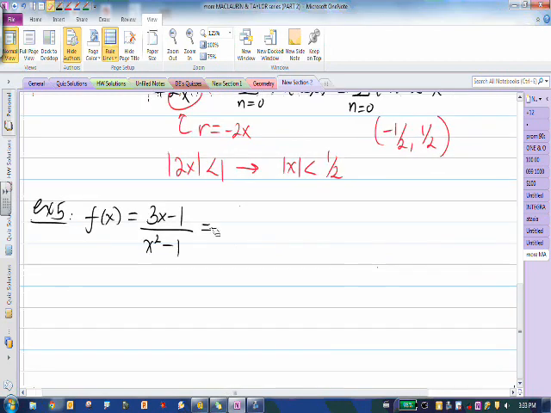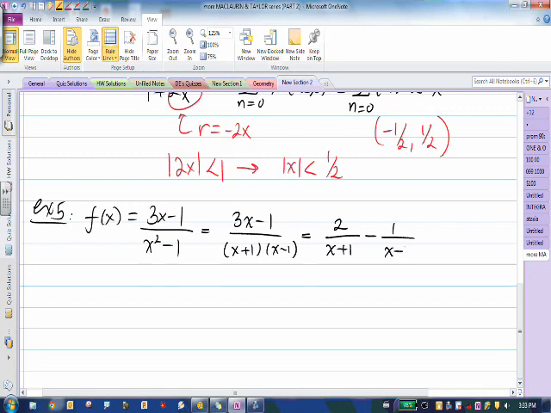So we need another approach. If you think back, you can factor this into x plus 1 and then x minus 1 on the bottom. And you can break this up using partial fraction decomposition to look like this: 2 over x plus 1 minus 1 over x minus 1. That exercise will be left to you to figure out.